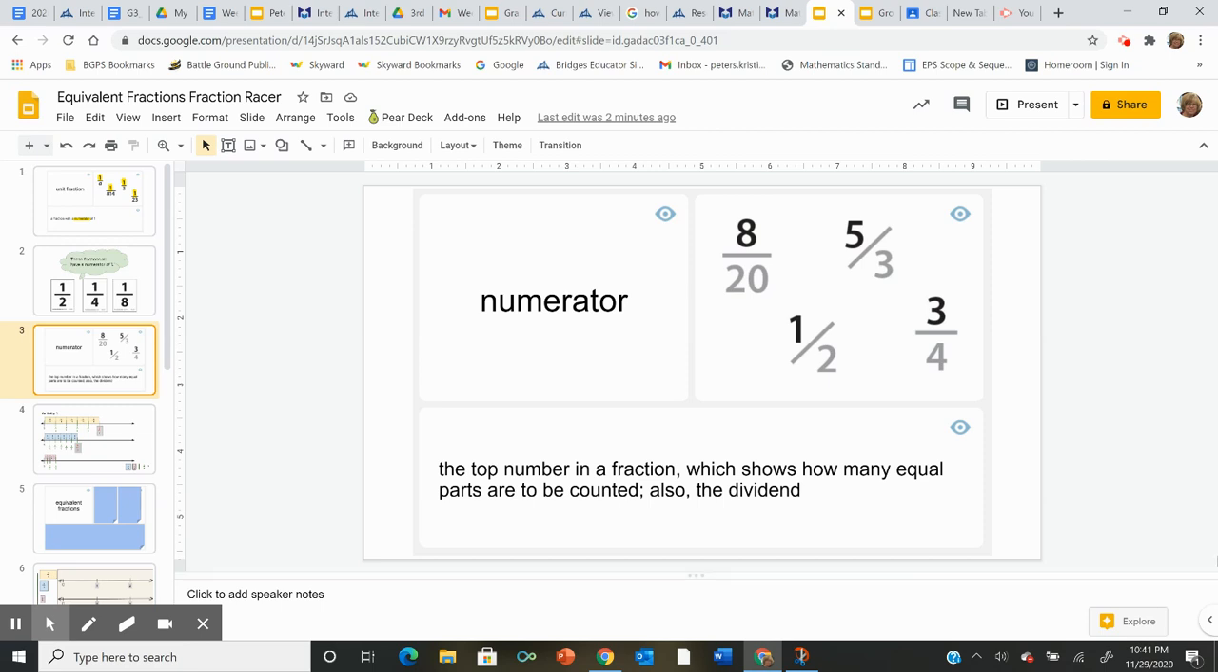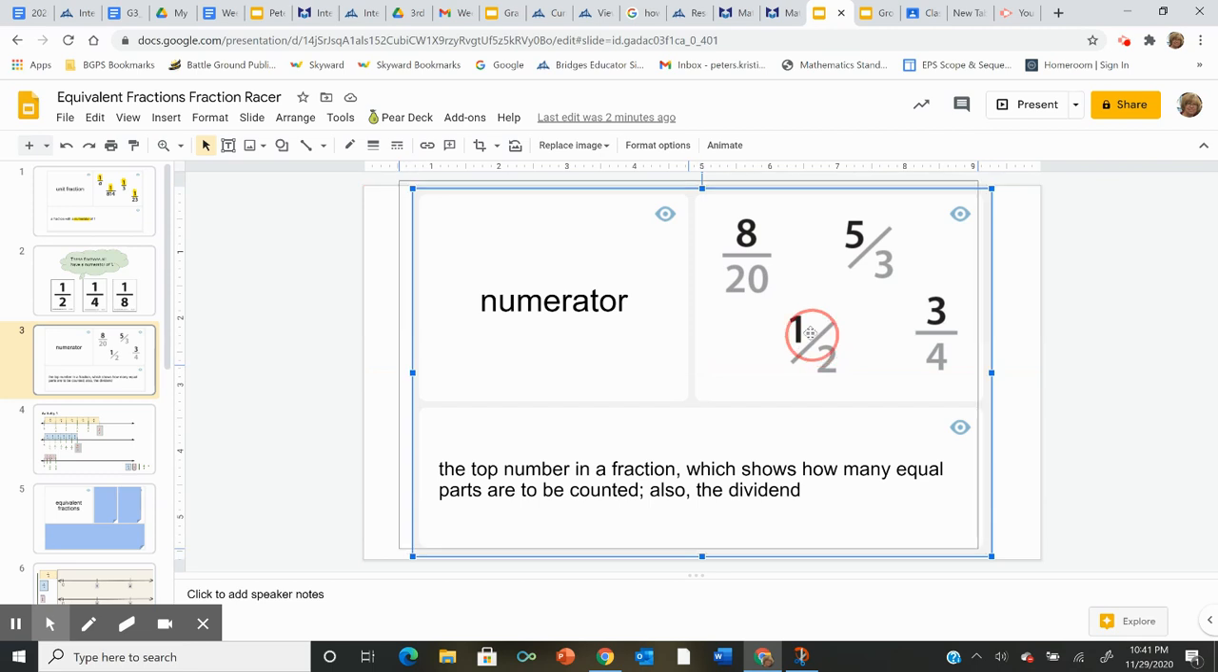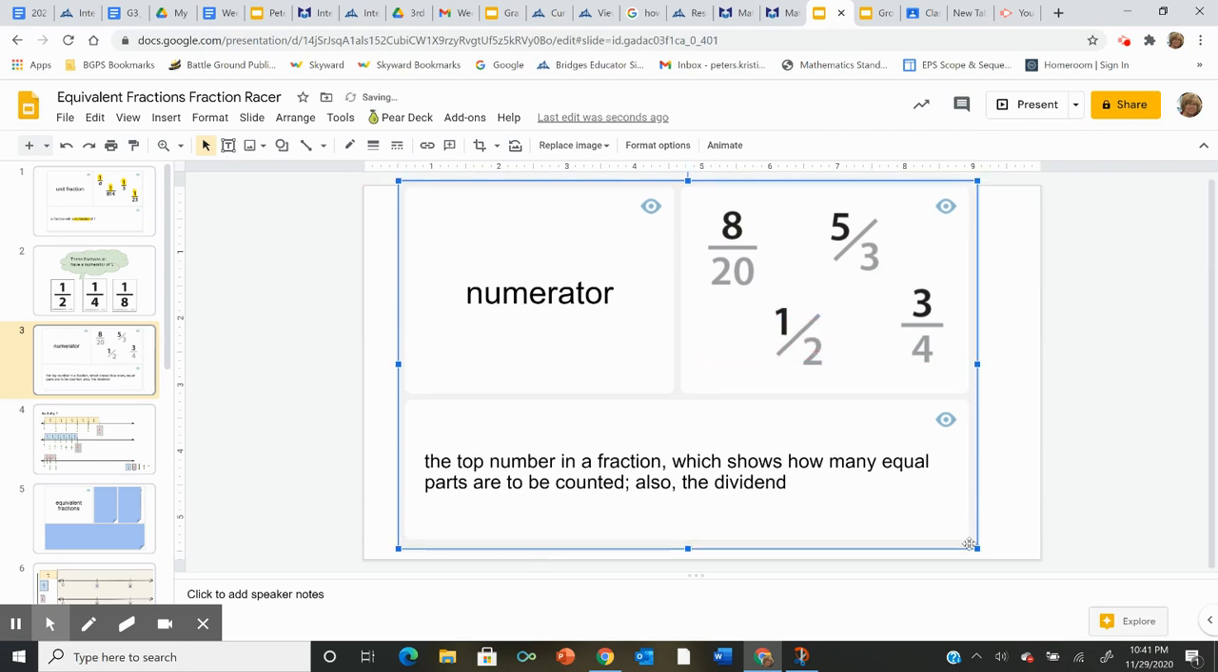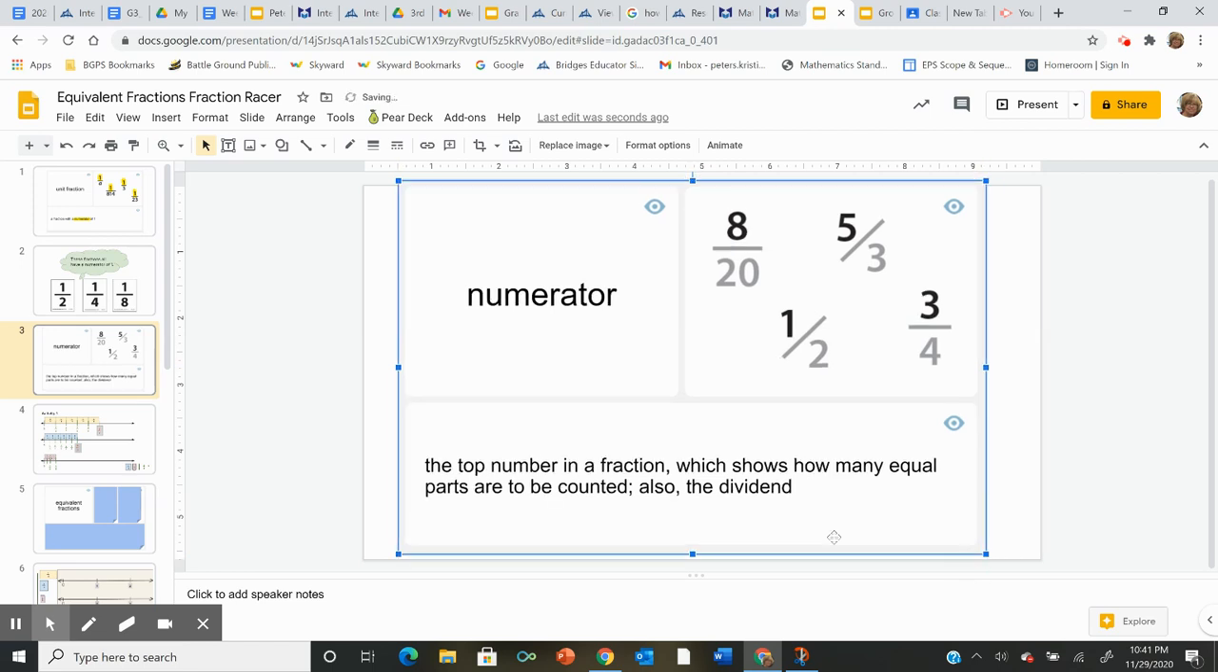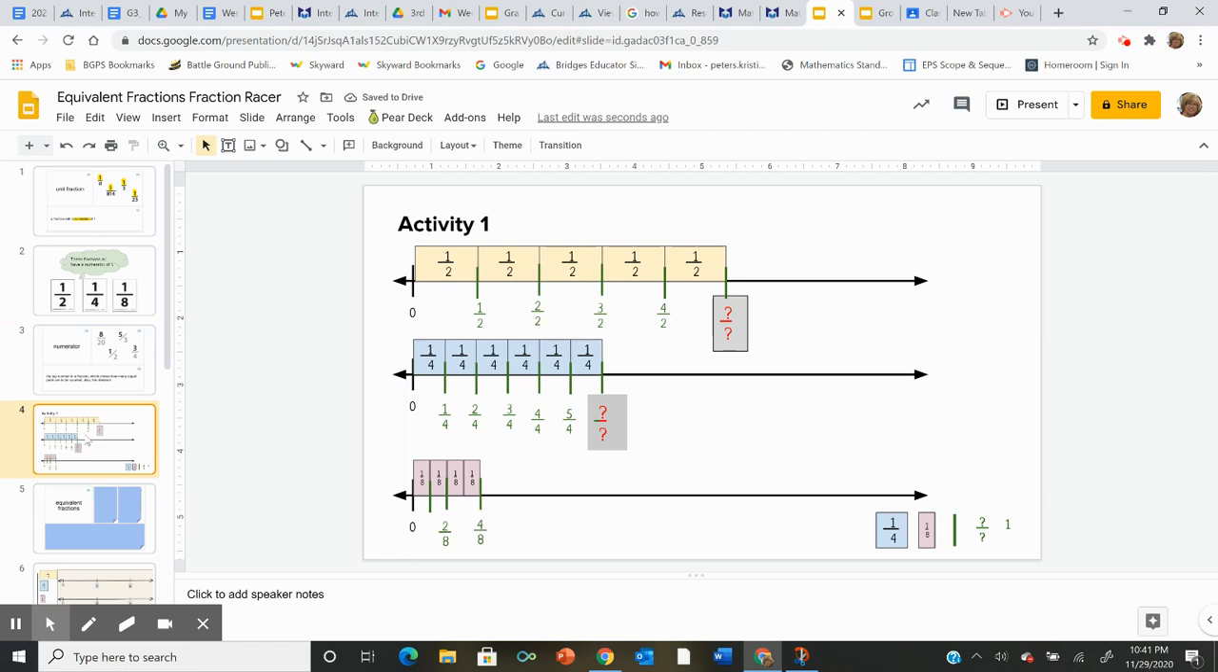Now, if you look here, the only unit fraction in this example is this one. It is the 1/2. It is a unit fraction. But they all have numerators because the numerator is that top number. Now, during the month of November, we collected unit fractions. And of course, we know that they're not the same size.